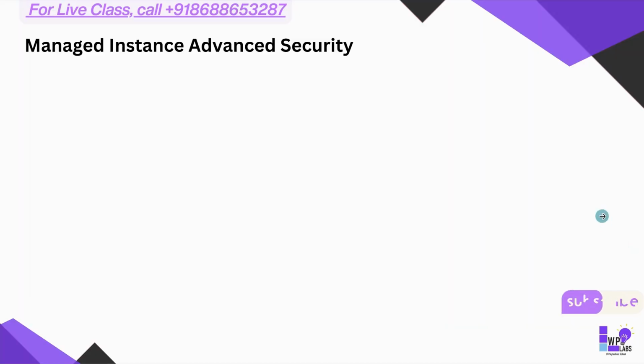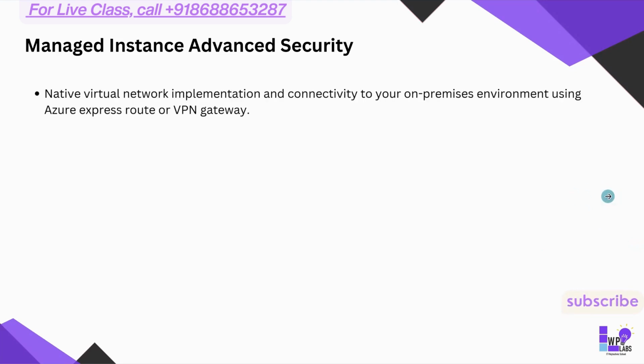Hi guys. So in this video, I want to talk about managed instance advanced security rules. So we'll see which are the rules. So one, we have native virtual network implementation and connectivity to your on-premises environment using Azure ExpressRoute or VPN Gateway.